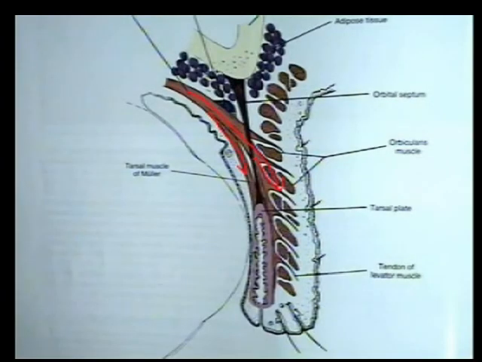All right, here's a close-up look at those muscles that raise the upper lid. A little more anterior is the levator. The levator goes a little bit deeper toward the lid margin. Right behind it, up a little higher, is the muscle of Mueller.